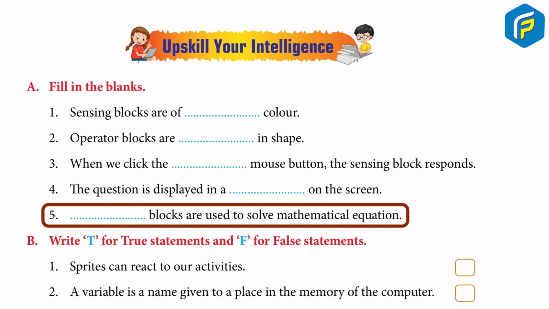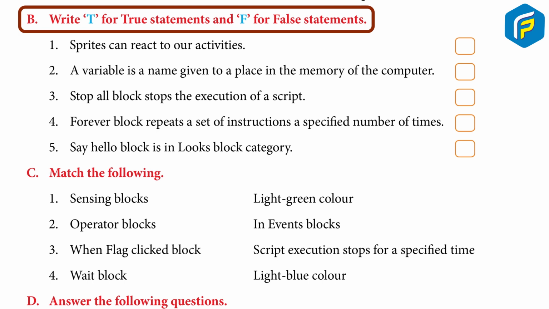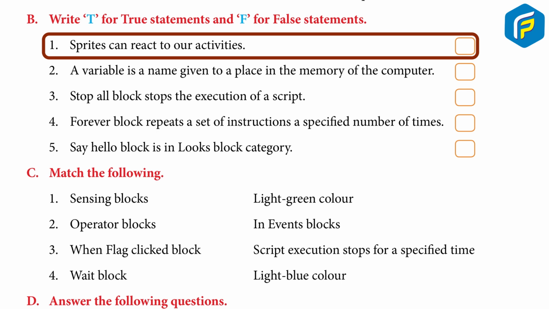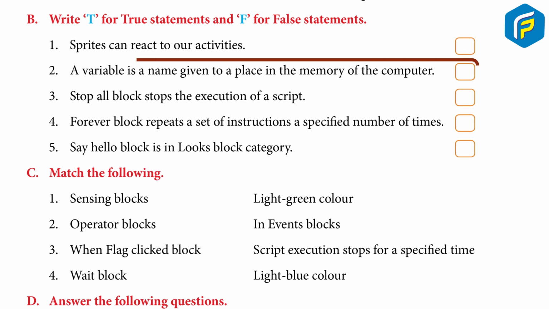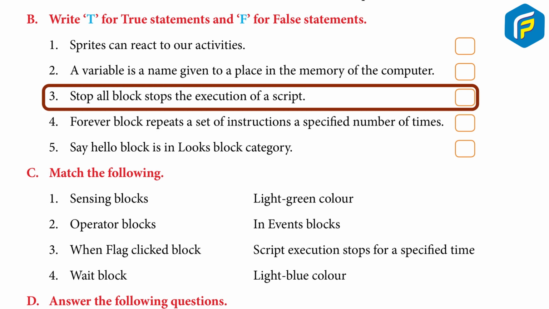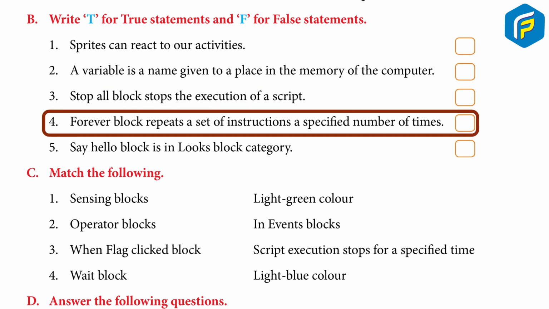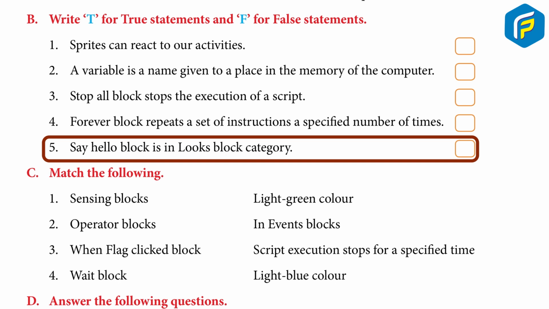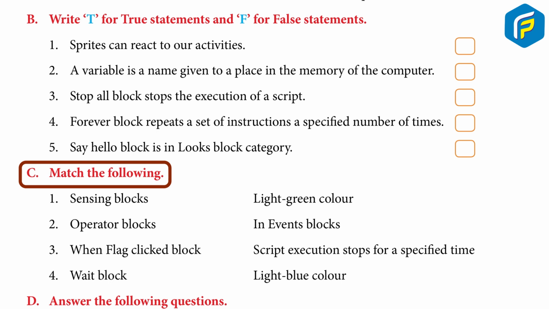B. Write T for true statements and F for false statements. 1. Sprites can react to our activities. Answer: true. 2. A variable is a name given to a place in the memory of the computer. Answer: true. 3. Stop all blocks stop the execution of a script. Answer: false. 4. Forever block repeats a set of instructions a specified number of times. Answer: true. 5. Say hello block is in look block category. Answer: false.